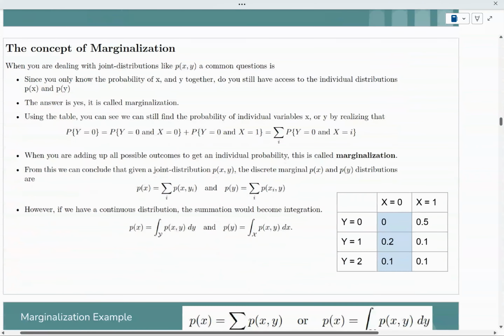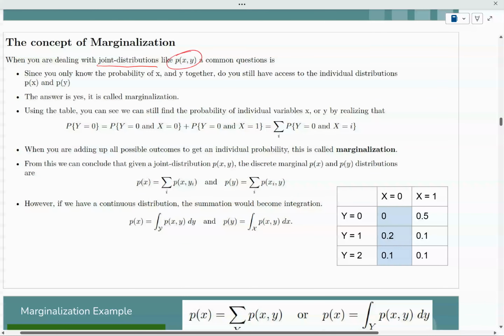Now, when we are dealing with joint distributions like probability of x and y, a common question is if you know the probability of x and y together, do you still have access to the individual probabilities, such as probability of x or probability of y? And the answer is yes. And this process is called marginalization.